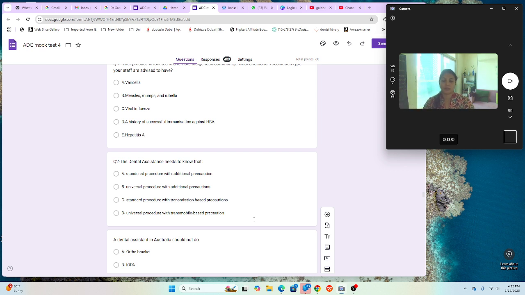Actually, the question is what a dental assistant is expected to know. The options are: standard procedure with additional precautions, universal procedures with additional precautions, standard procedures with transmission-based precautions, universal procedure with transmission-based precautions. If you were to get confused in these questions, it would be between universal procedures with additional precautions or standard procedures with transmission-based precautions. What is standard procedure and what is transmission-based precaution? Standard procedure is a basic level of infection control.